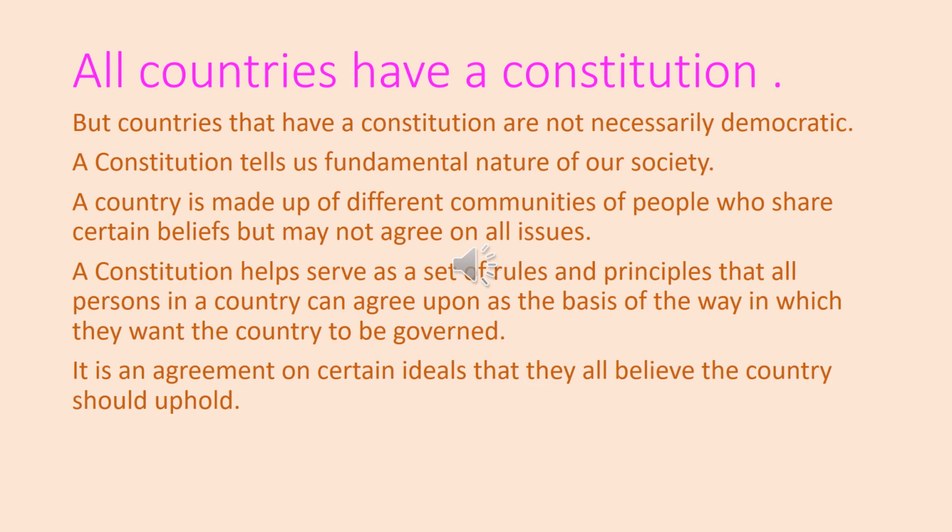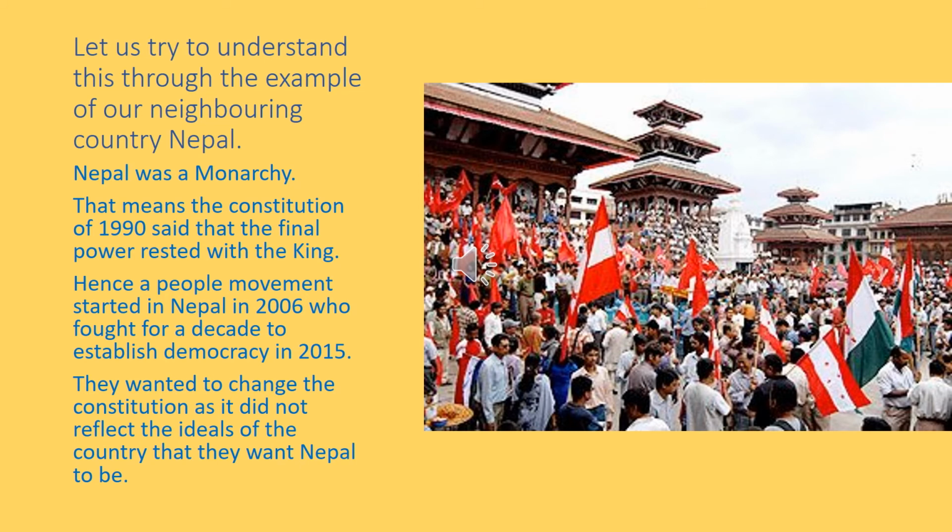So a constitution is very important for every country, so that people from other countries who come to that country can understand just by looking at the constitution what the ideals of the nation and of the people living there are. Let us try to understand how a constitution talks about the ideals of that nation. Let us try to understand this through the example of our neighboring country, Nepal. Nepal was a monarchy. That means the Constitution of 1990 said that the final power rested with the King of Nepal.